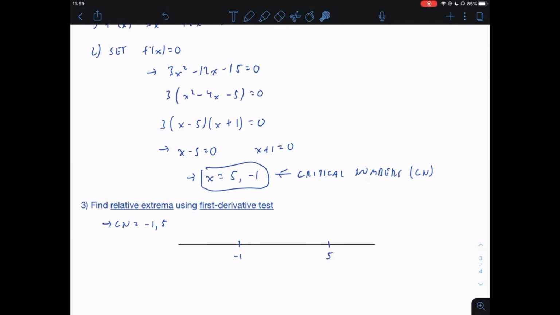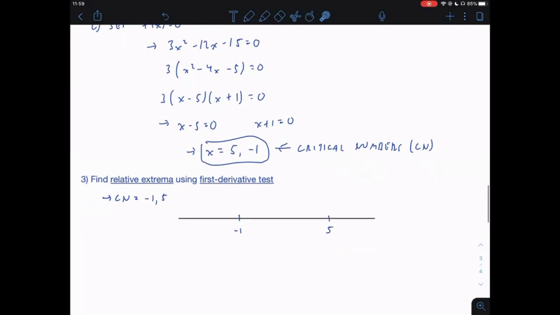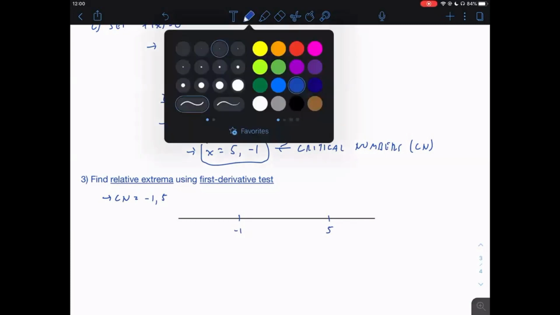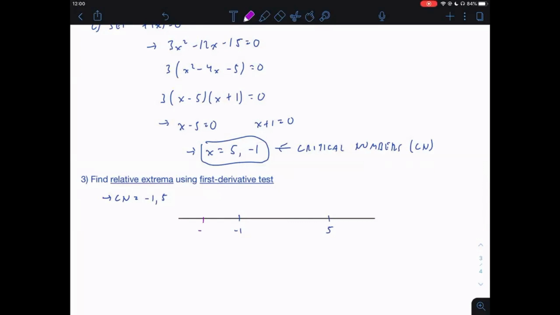And to do that, to identify the type of behavior our function had before, between, and after our critical numbers, we just pick any values before, between, and after our critical numbers. Those values would be known as our test points. So pick any number before -1, like say -2, any number between -1 and 5, like say 0, and then any number after 5, like say 6. It doesn't really matter, any number.